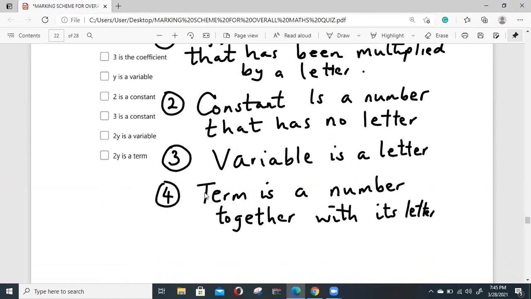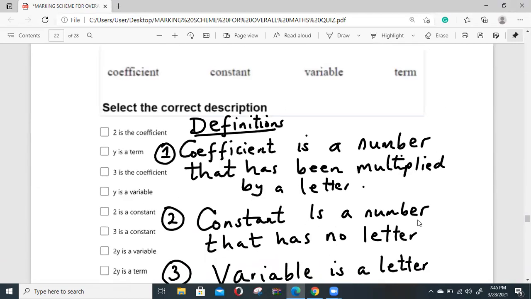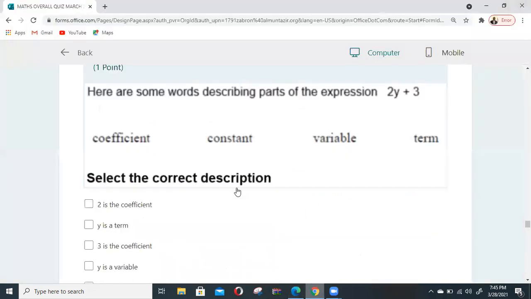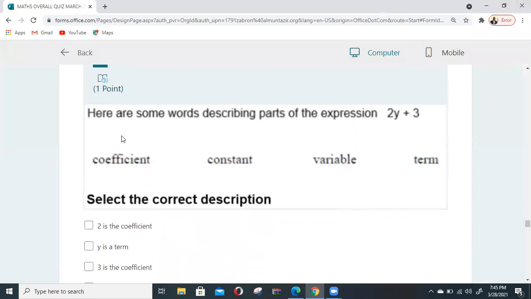How about term? Term is a number together with its letter. So in this case, 2y is a term. Having said all those definitions, then you go here and answer the question accordingly.